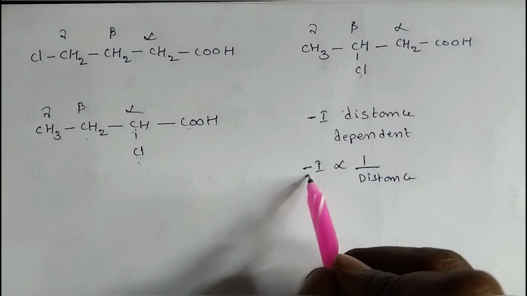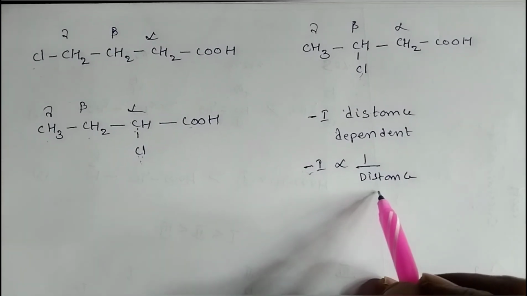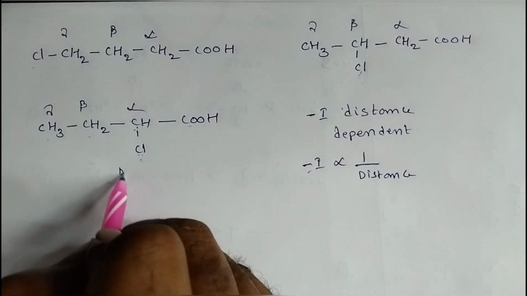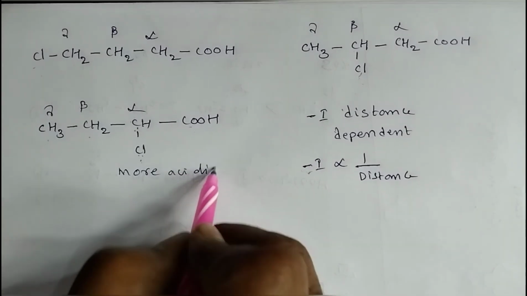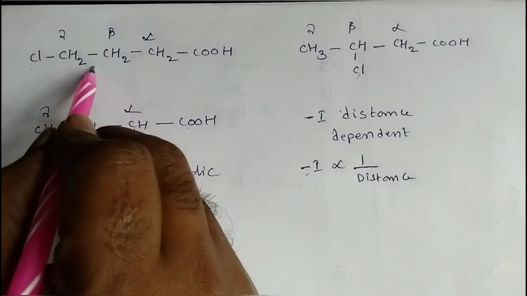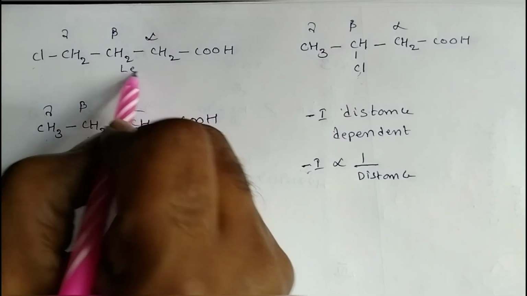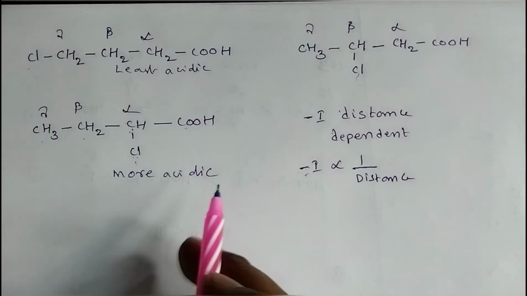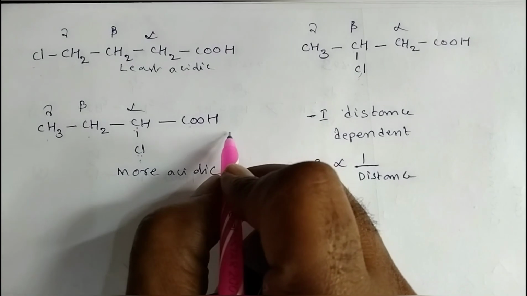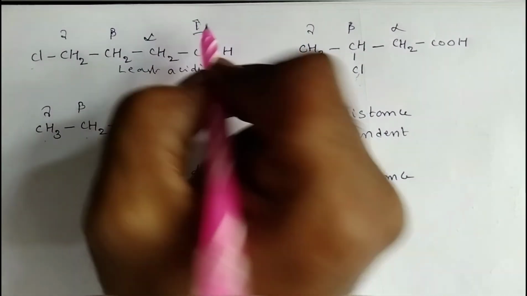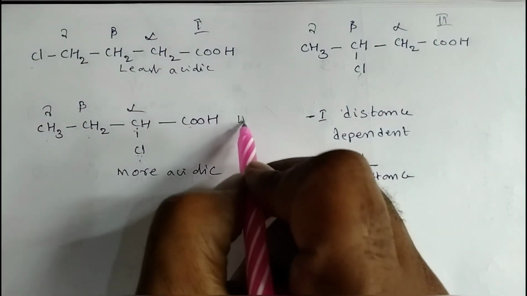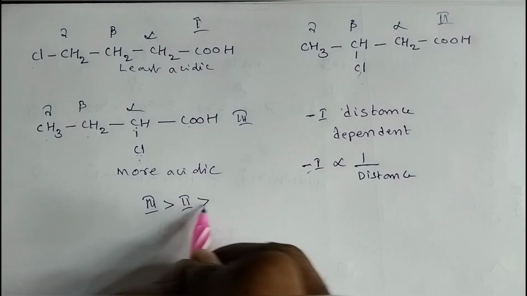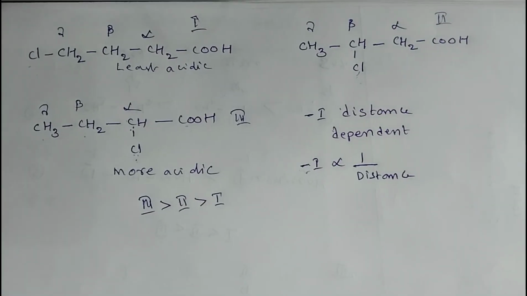As we know, the negative inductive effect is inversely proportional to the distance. Here the distance is less, which means this one is more acidic, whereas this one is the least acidic. So how can we know the strength here? Imagine this is the first one, this is the second one, and this is the third one. The third one is more acidic than the second one, which is more acidic than the first one. This is the acidic strength order.